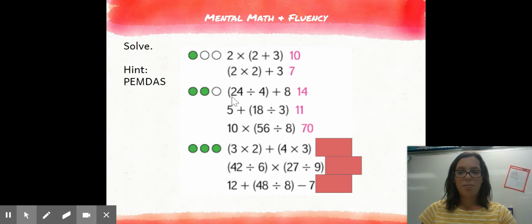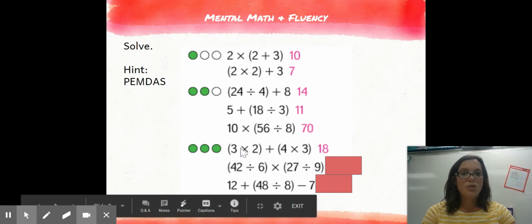Again, in the 2-star problems, I'm going to do my parentheses first. 24 divided by 4 is 6, plus 8 is 14. 18 divided by 3 I do first, which is 6, plus 5 is 11. And then 56 divided by 8 is 7. 7 times 10 is 70. So if you've gotten them all correct so far, way to go.